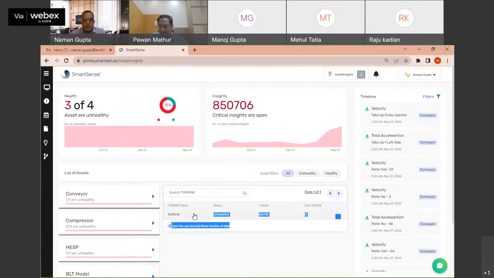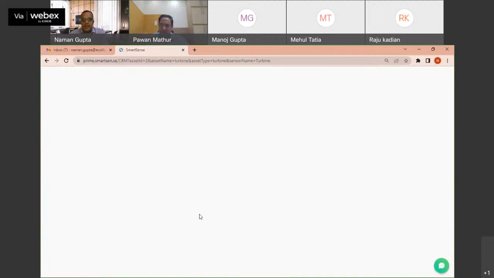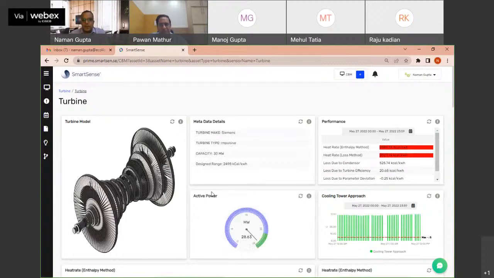And once we click on the turbine part, you will get the details of the entire turbine, like what are the rated details of the turbine, what are the overall performance parameters. Like here you can see the heat rate through enthalpy method, through loss method, loss due to condenser, turbine efficiency, loss due to parameter deviation.